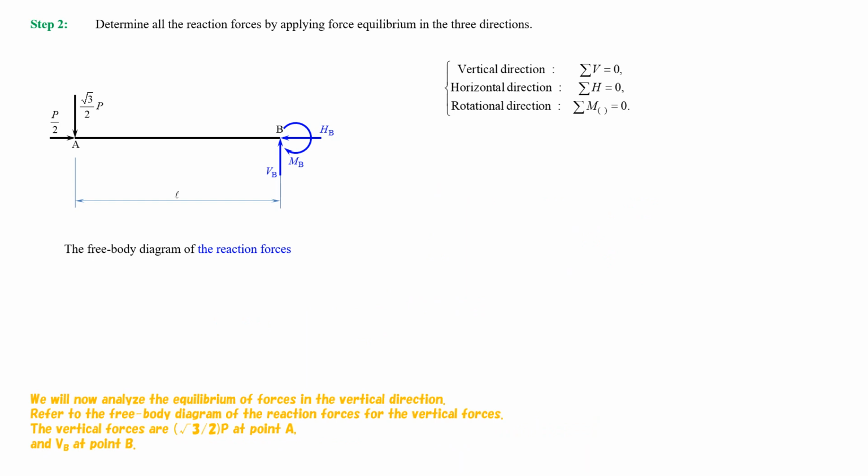We will now analyze the equilibrium of forces in the vertical direction. Refer to the free body diagram of the reaction forces for the vertical forces. The vertical forces are the square root of 3 divided by 2 multiplied by P at point A, and VB at point B.